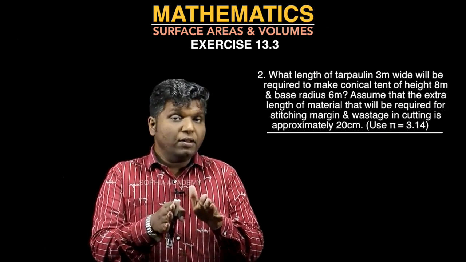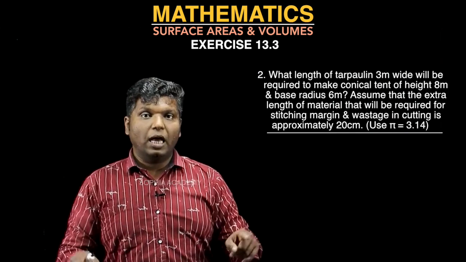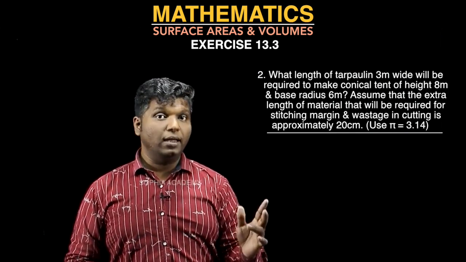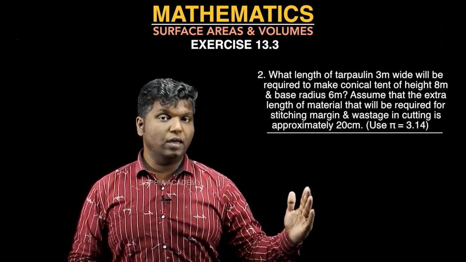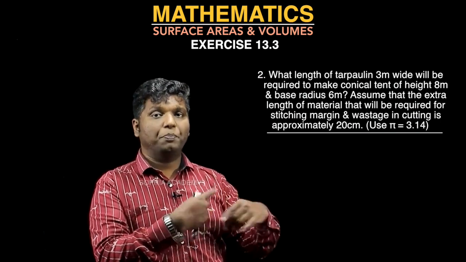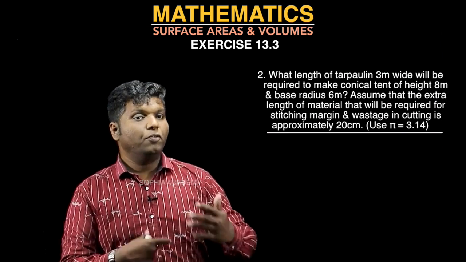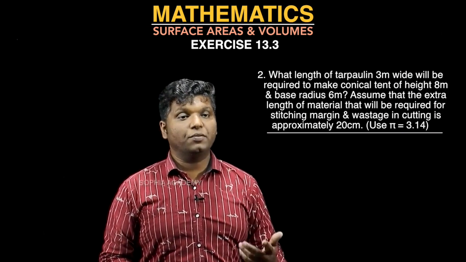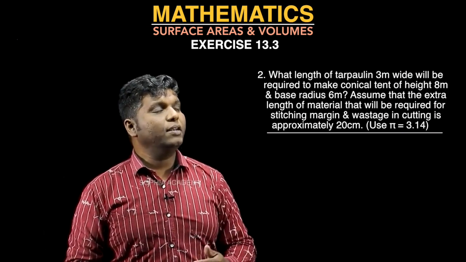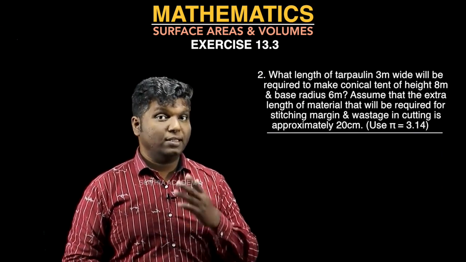So even if we need, for example, 100 meter square of tarpaulin, we will buy 102 meter square. Why? This 2 meter square extra means in some cases it has to be overlapped, and some parts we have to stitch together. So there will be a little bit of extra or wastage. For wastage we used to consider here, and here the total wastage of the length of the tarpaulin is given as 20 centimeter.